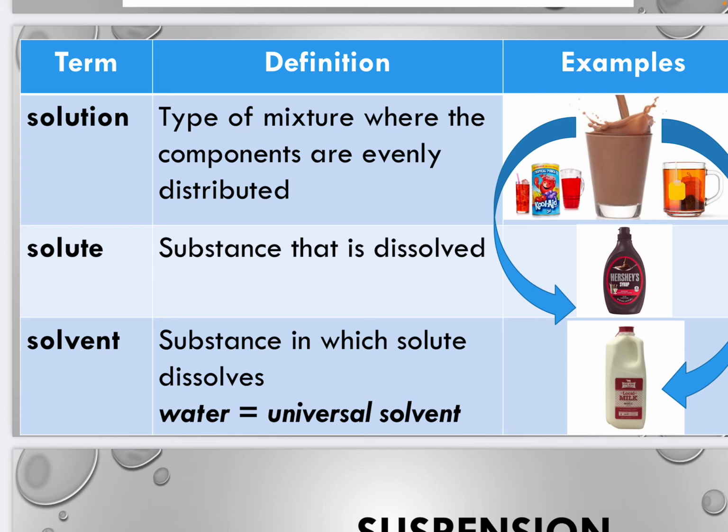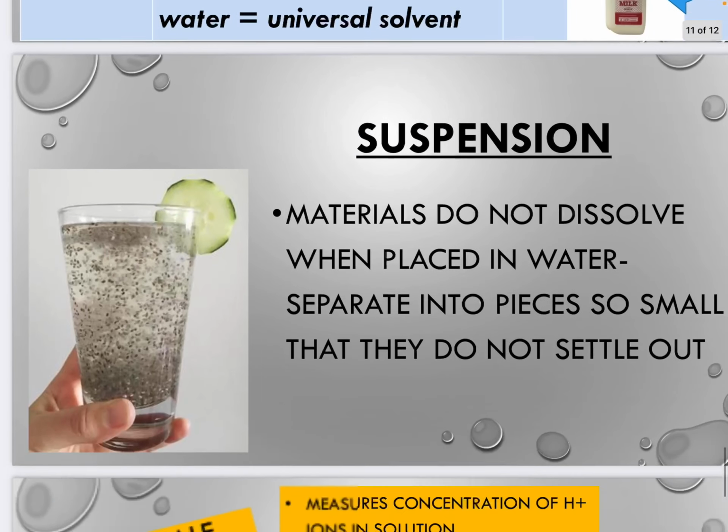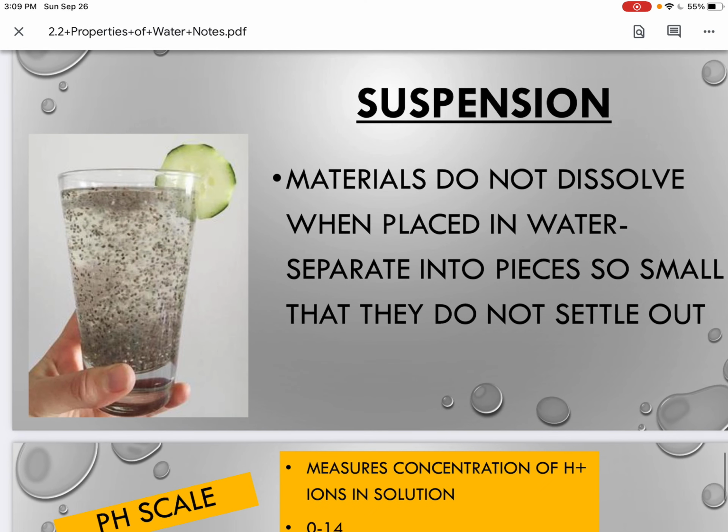So the solute is the substance that is dissolved. So for example, chocolate milk, the syrup is the solute that you put into the milk, which is the solvent. And water is known as the universal solvent because it can dissolve so many things.